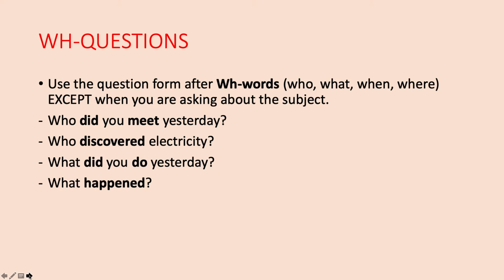Now, let's look at the WH questions. We use the question form after WH words, such as who, what, when, and where, except when you're asking about the subject. So, who did you meet yesterday? Who is the object, you is the subject, so we use the question form. But when you say who discovered electricity, who is the subject of discovered, so we don't use the question form here, we don't use did.